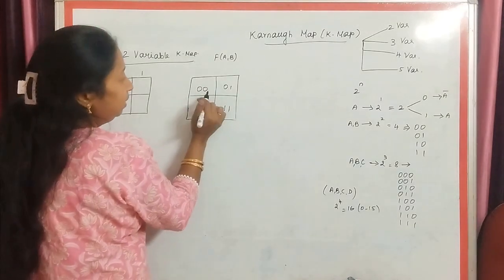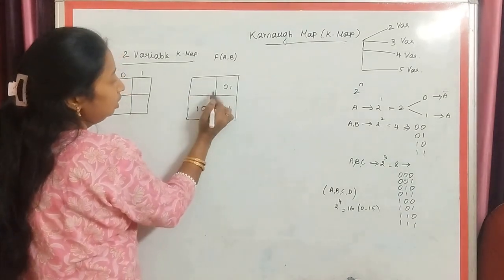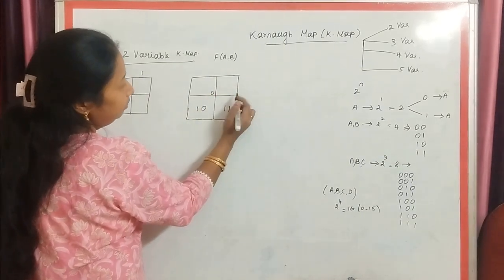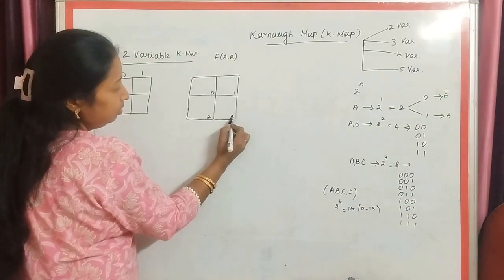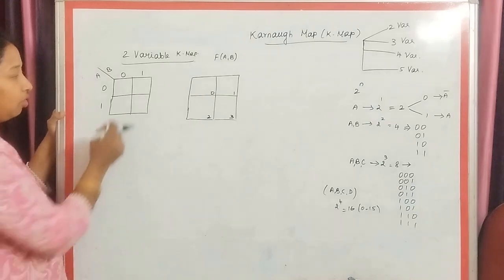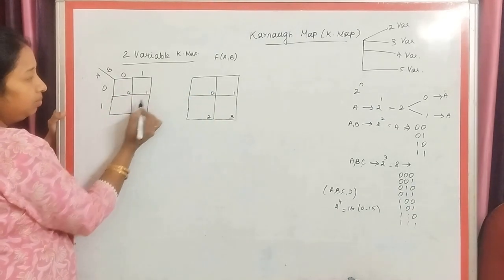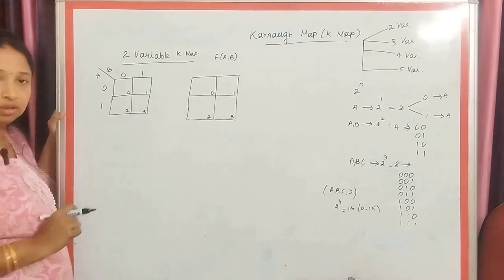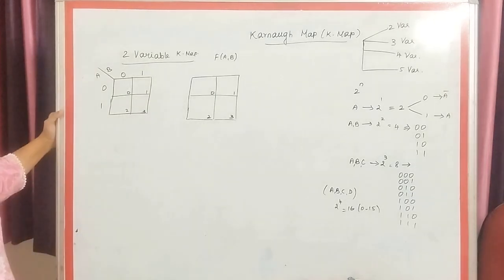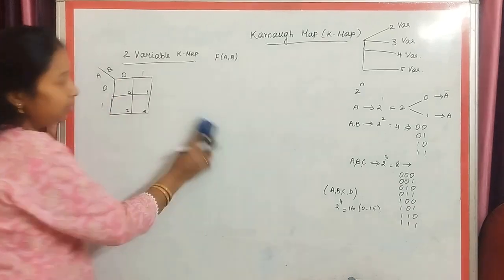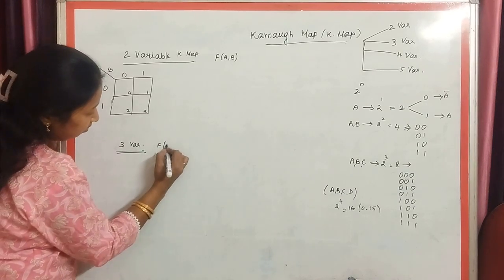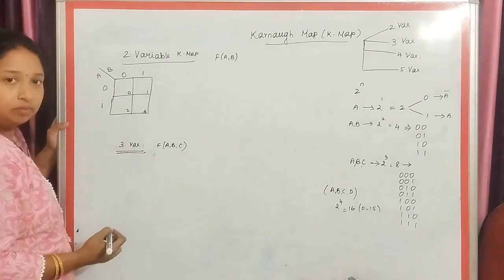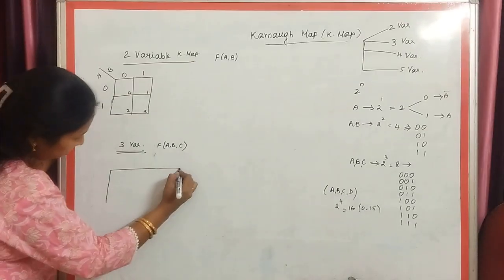What are the equivalent decimal numbers for these combinations? 0 0, it is 0. 0 1, equivalent decimal, it is 1. 1 0, equivalent decimal, it is 2. And 1 1, the decimal number, it is 3. Understood how to write the equivalent decimal number? So, I am just mentioning the same numbers here. Now, in a similar way, how will you represent a 3 variable mapping? Let me assume the 3 variables be f of A, B and C. How do you represent it?